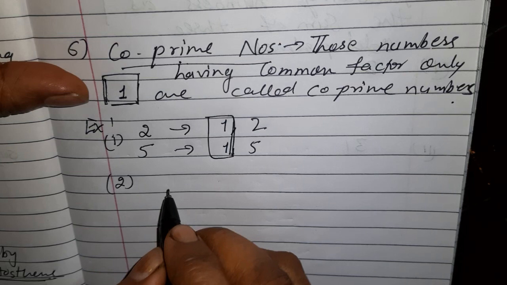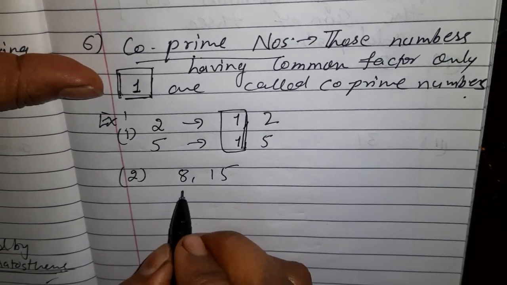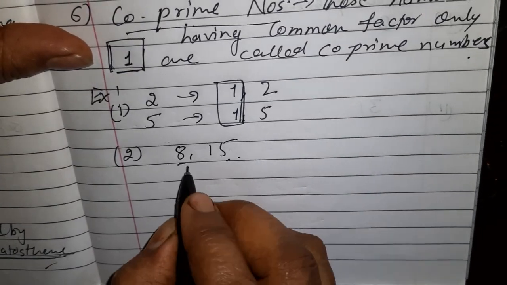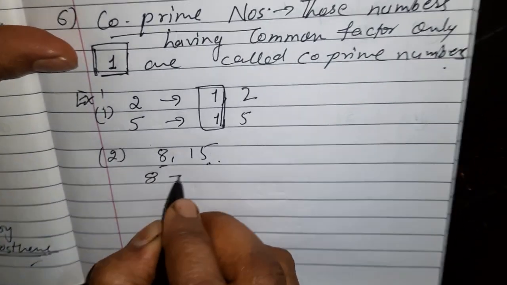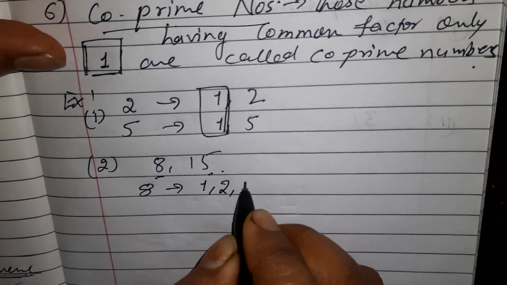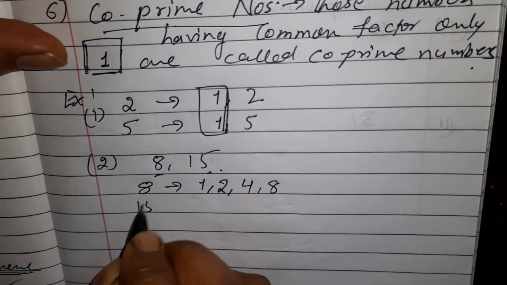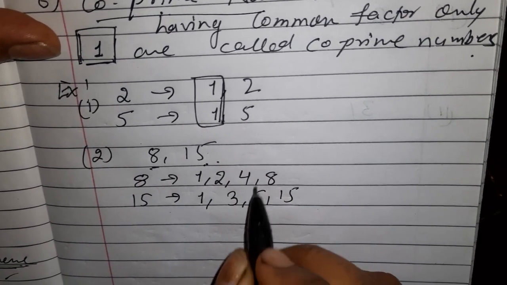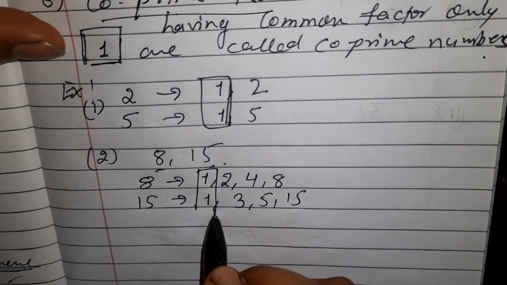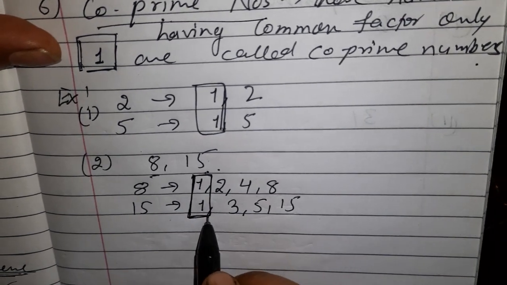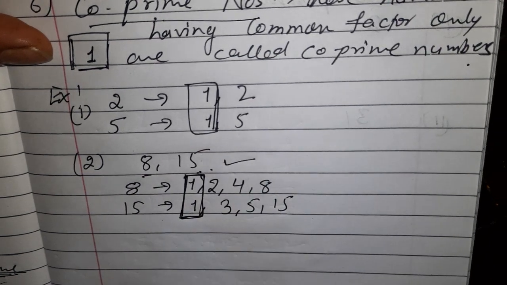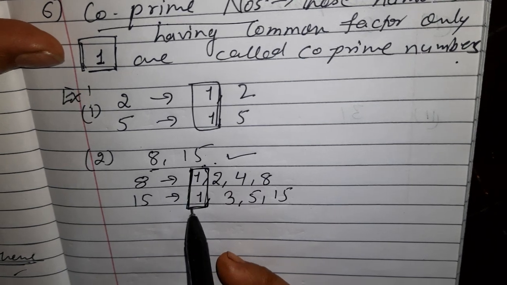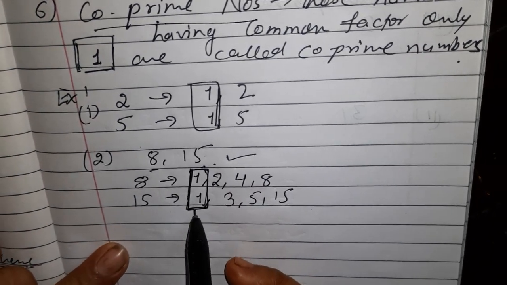Second, suppose I am taking the example 8 and 15. See, both are composite numbers, they are not prime numbers. But to find co-prime numbers, first find their factors. Factors of 8 are 1, 2, 4, 8. Factors of 15 are 1, 3, 5, 15. Now see which number is common? Only 1 is common, so 1 is the common factor. So 8 and 15 are co-prime numbers. The numbers which have common factor only 1 are called co-prime numbers.